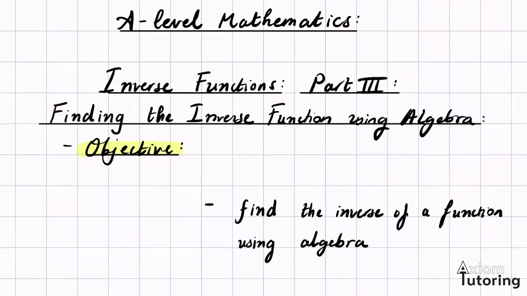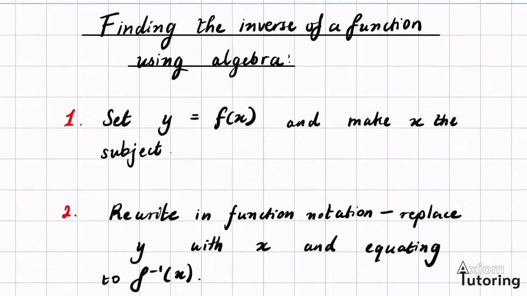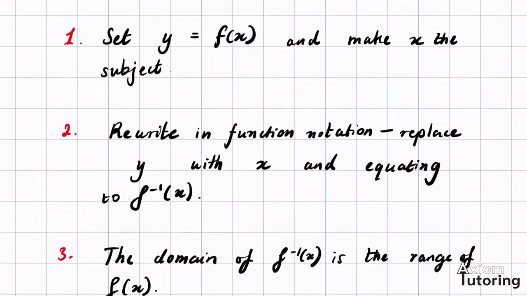Our objective is to find the inverse of a function using algebra. And we're going to go through the steps. So to find the inverse of a function using algebra, we're first going to set y as equal to f of x, and then we're going to rearrange to make x the subject.